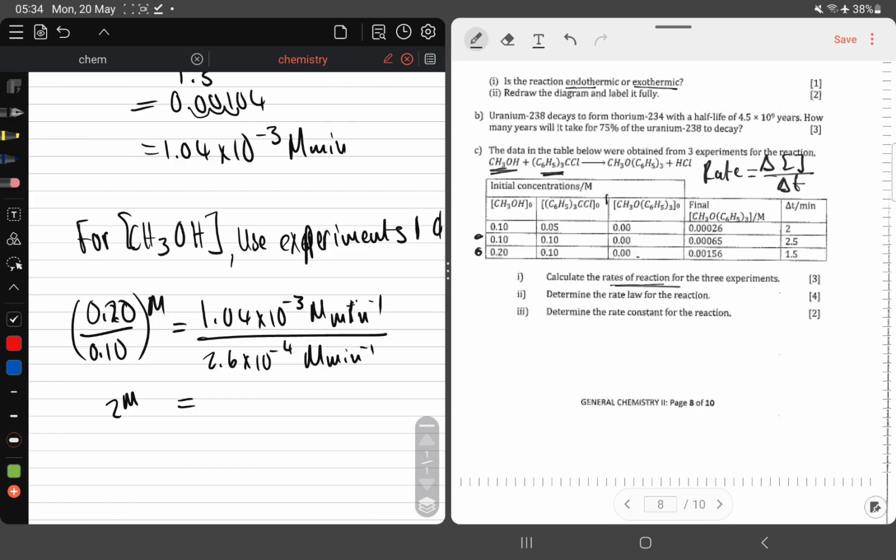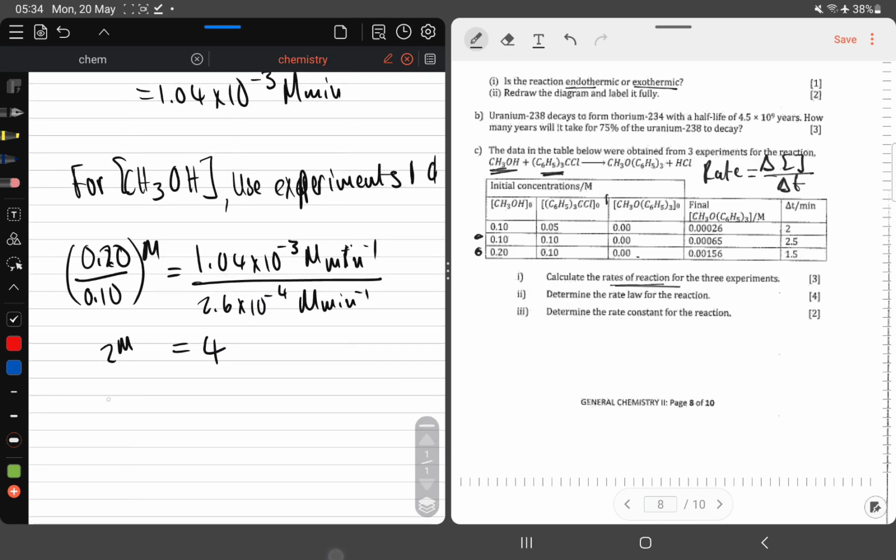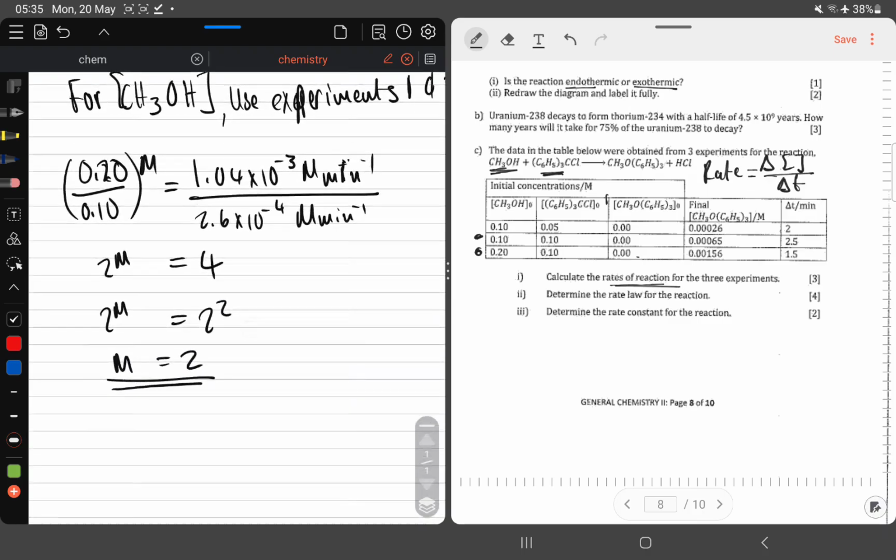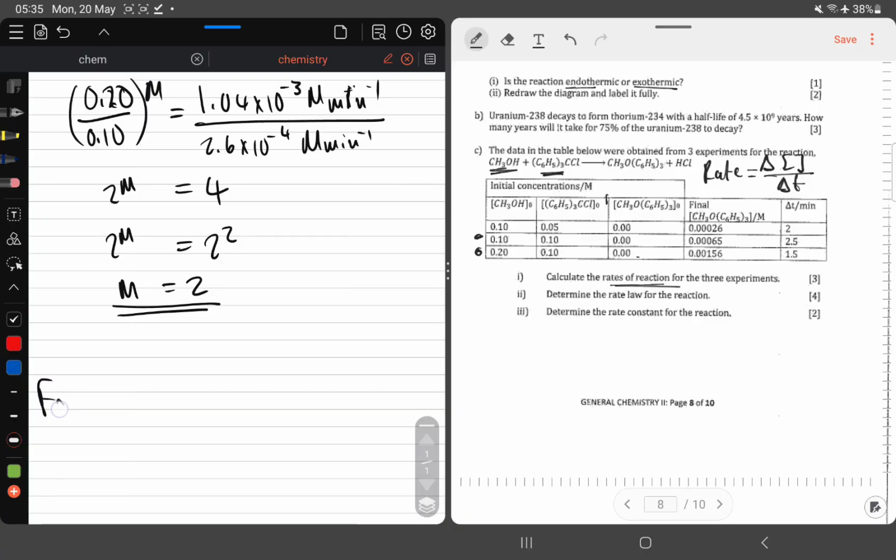So here it's going to be 2 to the power of m, because on the other side I'm going to have this one divided by 0.6 exponent negative 4. I'll get 4 on this side. So 2 to the power of m is equal to 4, which is 2 squared. You can know that m is equal to 2. Great job.